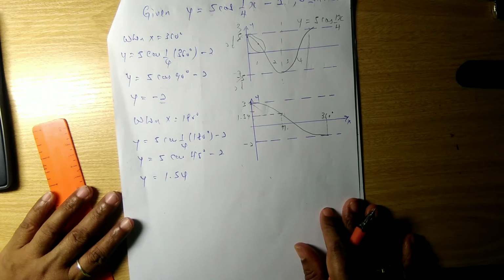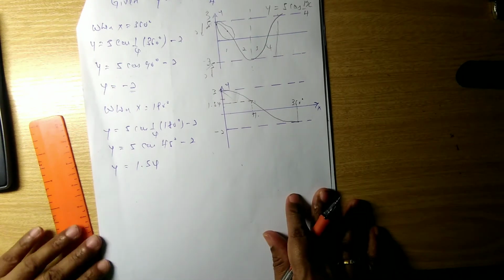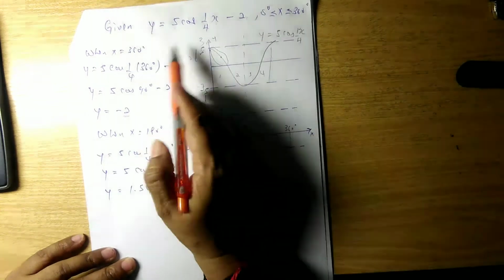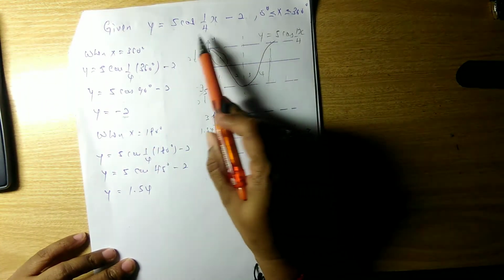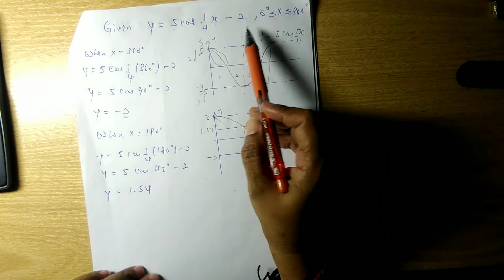So this is a sketch to show how the graph of y equals 5 cos 1 over 4x minus 2 looks like. We look at one more question.